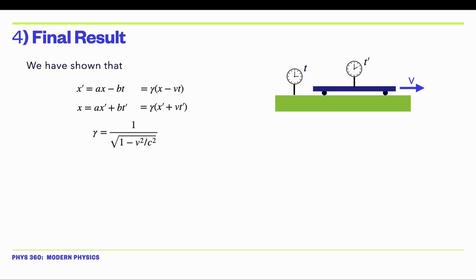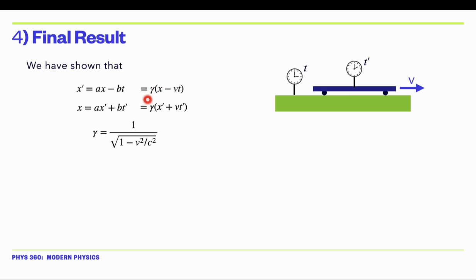So if we combine all of our results, we saw that these general equations like x prime equals ax minus bt can be written as x prime equals gamma times x minus vt, and x equals gamma times x prime plus vt prime.